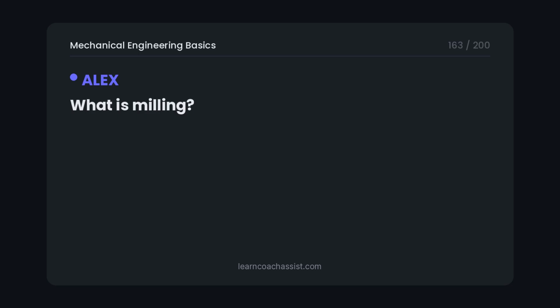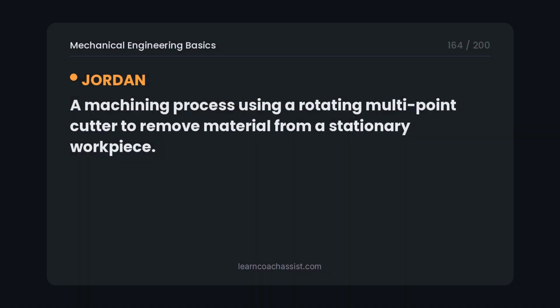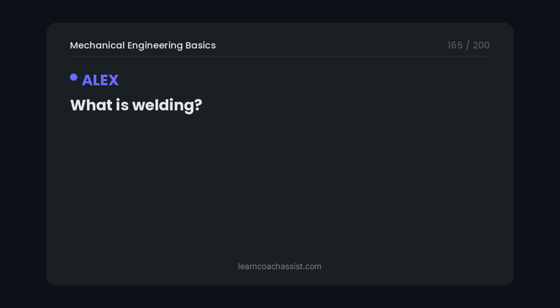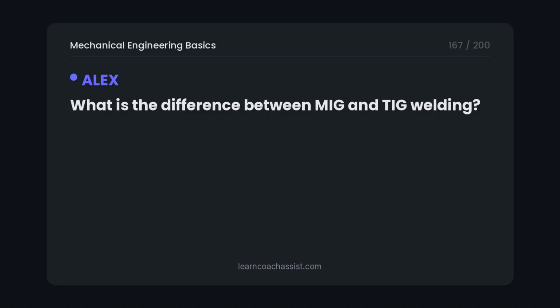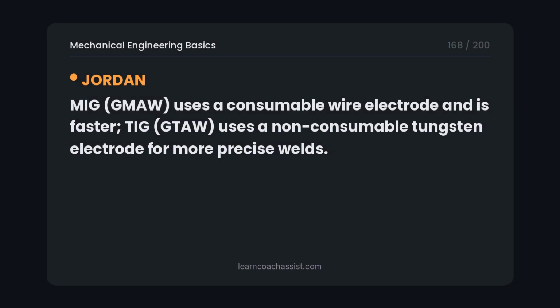What is milling? A machining process using a rotating multipoint cutter to remove material from a stationary workpiece. What is welding? A fabrication process that joins materials by applying heat, pressure, or both to fuse them together. What is the difference between MIG and TIG welding? MIG, GMAW, uses a consumable wire electrode and is faster. TIG, GTAW, uses a non-consumable tungsten electrode for more precise welds.